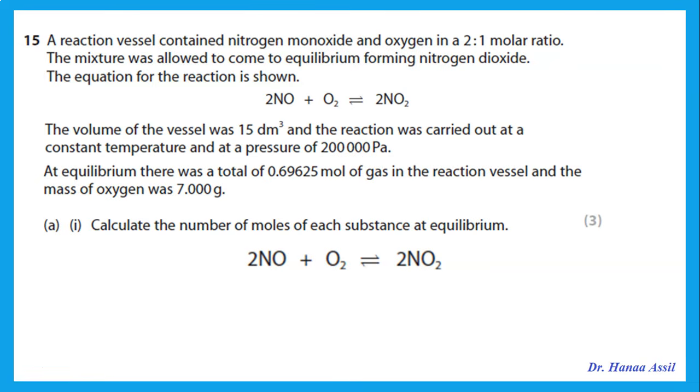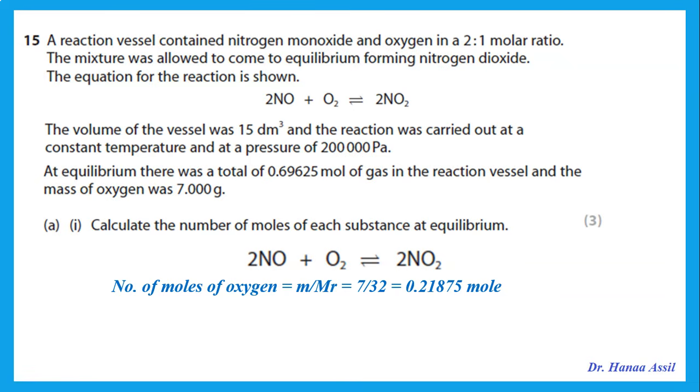At equilibrium, there was a total of this number of moles of gas, and the mass of oxygen alone was 7 grams. Calculate the number of moles of each substance at equilibrium. Okay, at equilibrium we had 7 grams of oxygen, so I can get the number of moles of oxygen at equilibrium. Mass over molecular mass, remember this is O2, so the Mr is 32, and we get the number of moles of oxygen.